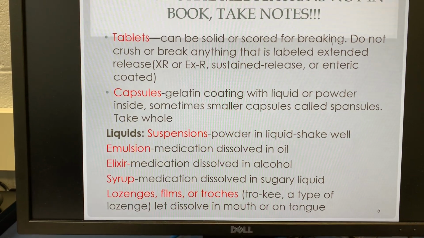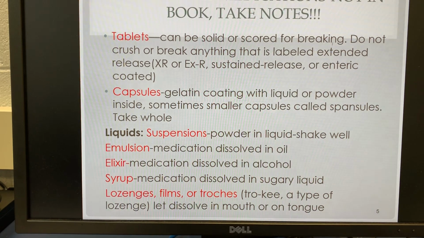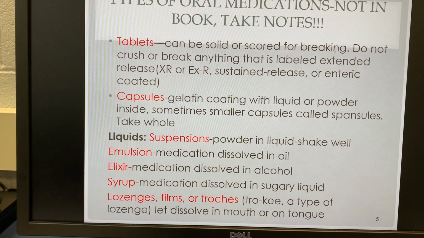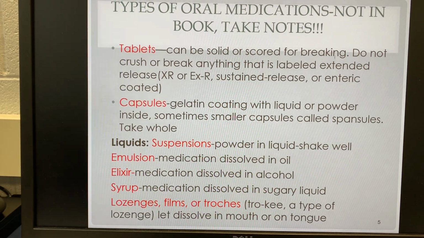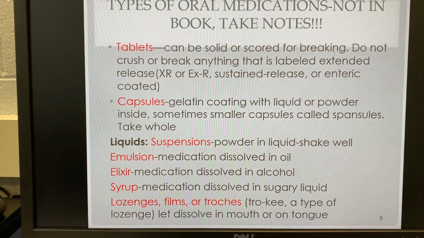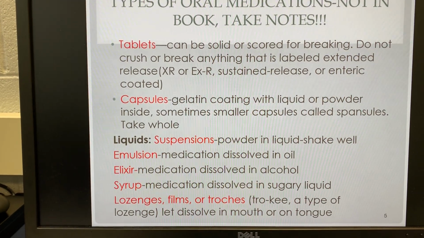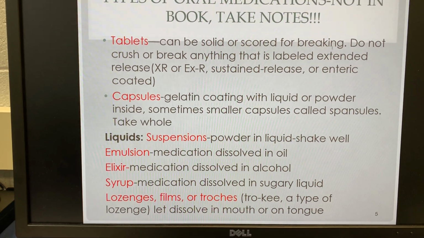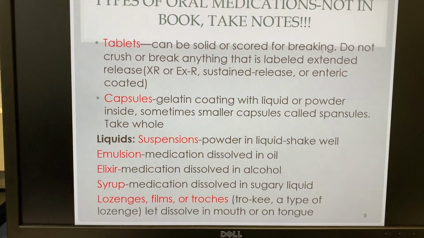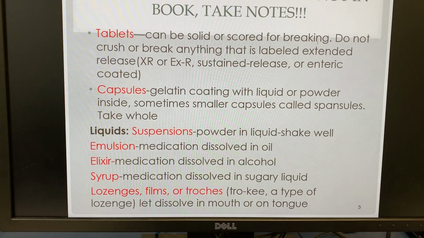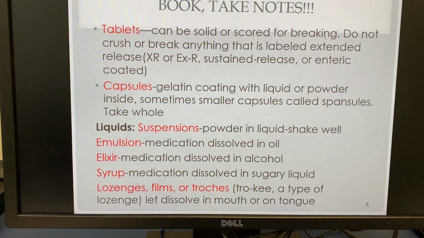Emulsion is a medication dissolved in oil. A lot of iron products used to be given that way. Elixir is medication that's dissolved in alcohol. That used to be a really common thing. Now they try not to give alcohol to people just constantly. But a really easy to understand medication that works as an elixir is NyQuil.